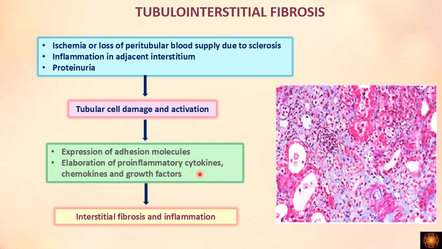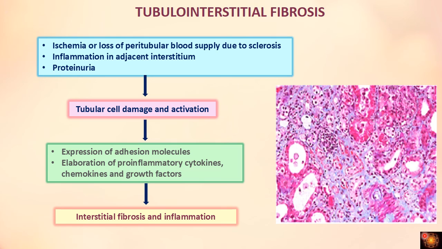These inflammatory cytokines and chemokines attract more inflammatory cells, and the growth factors which are released there deposit more of the collagenous matrix. So this leads to interstitial fibrosis and inflammation. This is a microphotograph. If you see, these are the tubules which are lined by cuboidal cells, and in between you are seeing the inflammatory cells, and this is all the collagenous deposition in between the tubules.